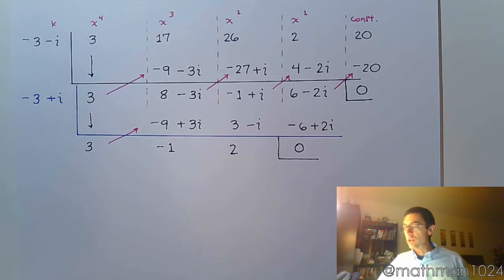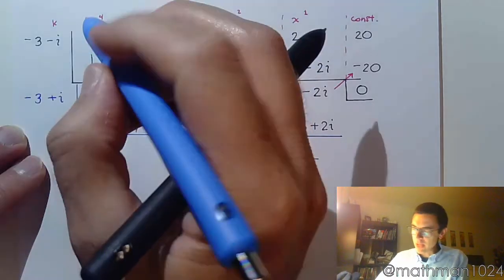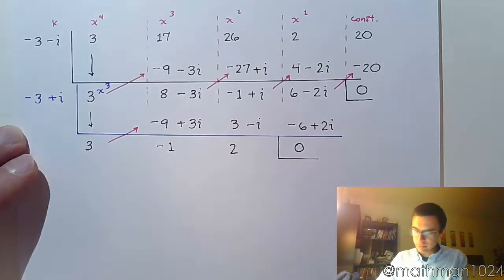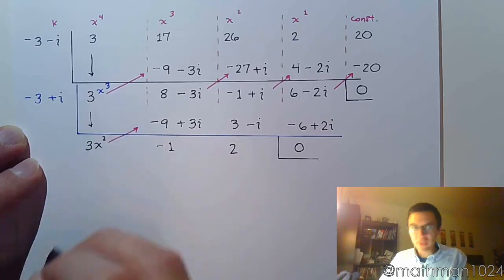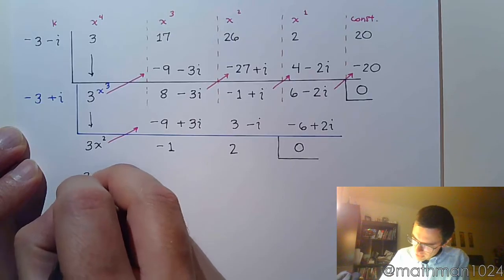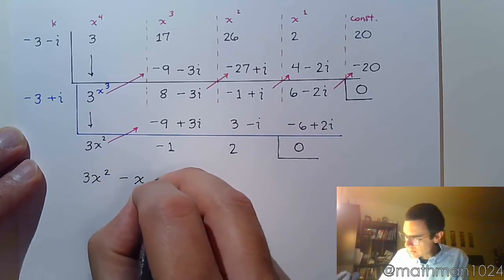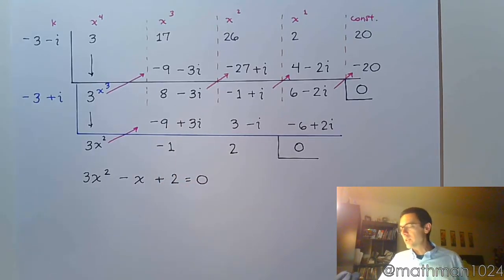Alright, so we have 2 of our zeros, we need to find the other 2, and that's what we talk about with this guy right here. So you went from having x to the 4th, this would have been for x to the 3rd, and so here at the end, that's going to be the coefficient for x squared. So let's write this out. 3x squared minus x plus 2 is equal to 0.